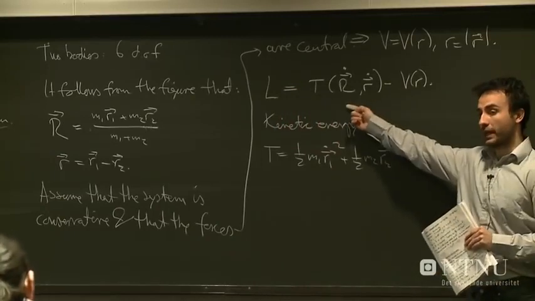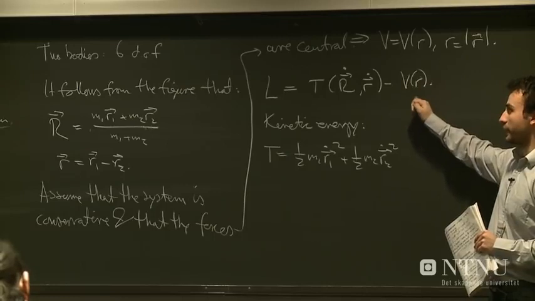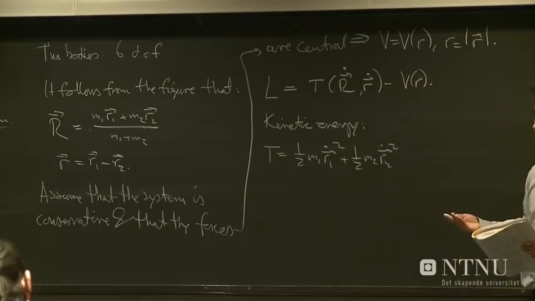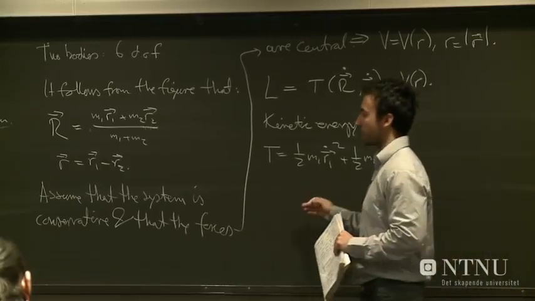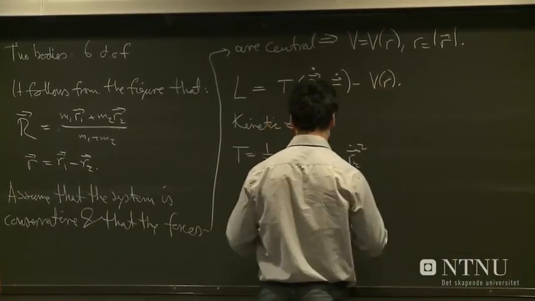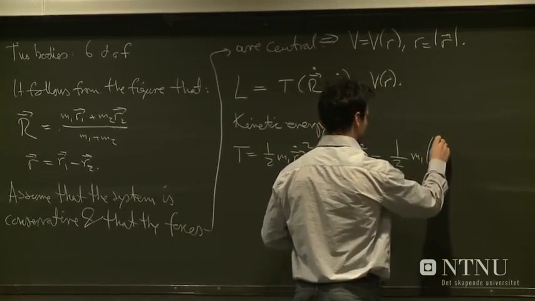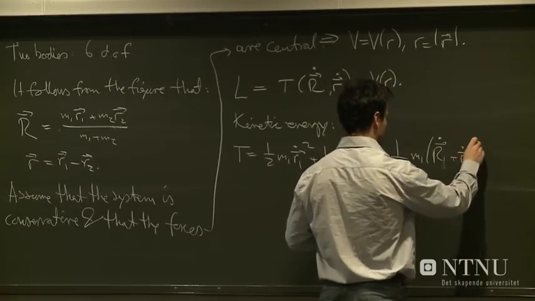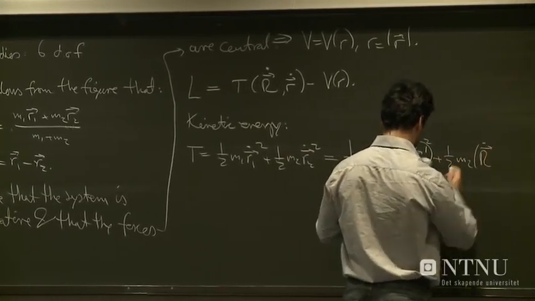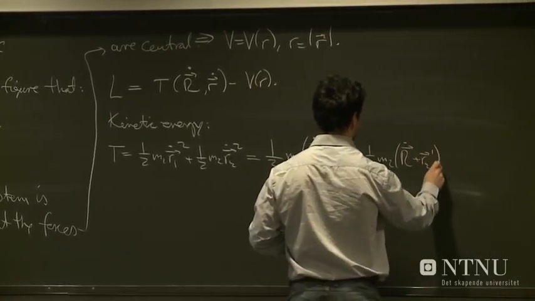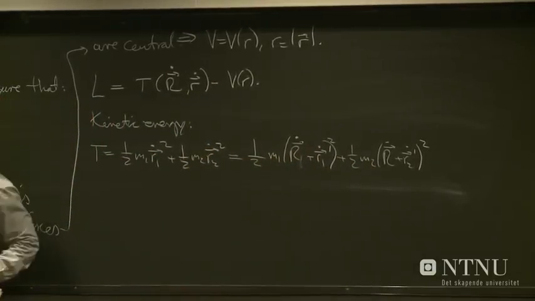Now, the reason why I want to use the center of mass coordinate and the relative position vector is that the potential energy depends on r. So instead of using r1, r2, and r, it's more convenient just to use small r and large R. So the task at hand is to transform this expression to something expressed by these coordinates. I get this upon inspection of this figure.